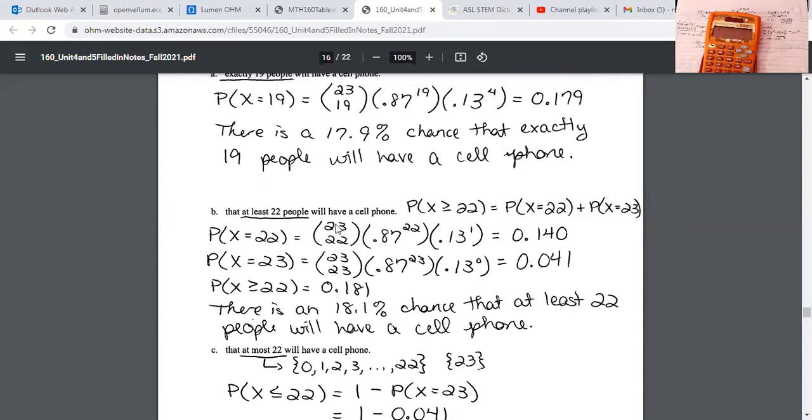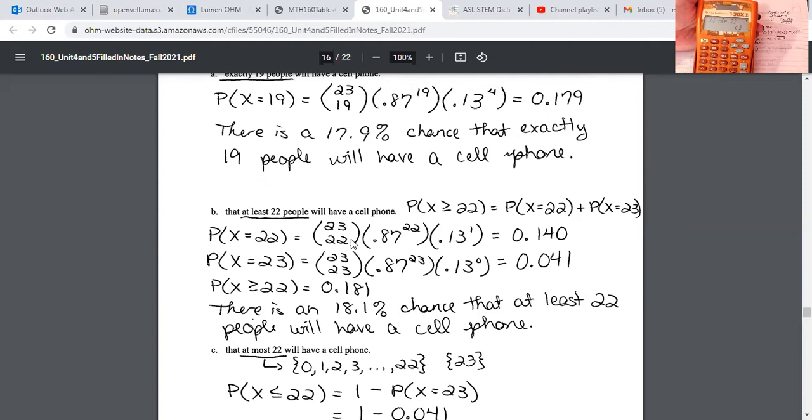So for this first one, we're going to do 23 choose 22. You're going to start by typing in 23, press the PRB button, scroll over to nCr and press enter. Then type in 22. So this says 23 choose 22. Then you press enter, which gives me 23.